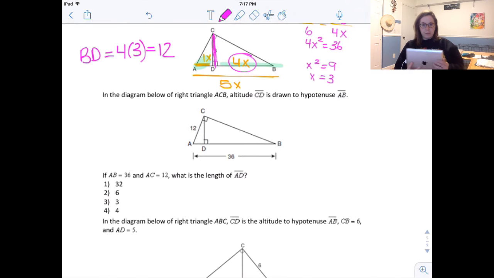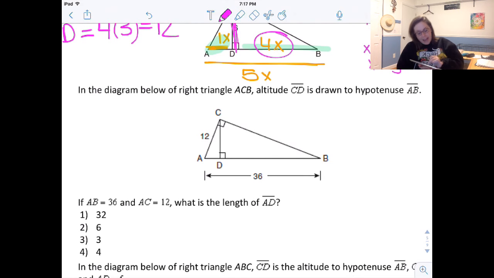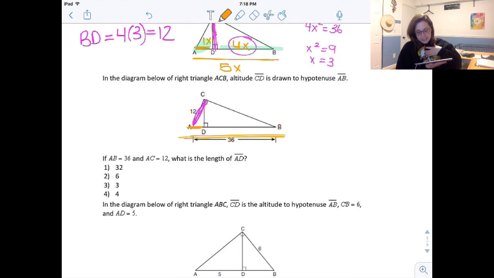Okay. Whoops. Flip. All right. So now let's go look at these. And here was the other scenario that we had. When I knew the leg, I would color code that one color. And then the 2 other pieces I would color code would be the piece closest to the leg and then the entire length. Okay? So if AB is 36 and AC is 12, what is the length of AD?